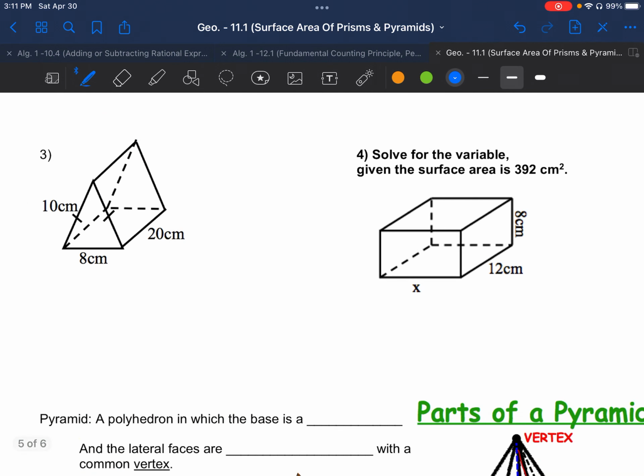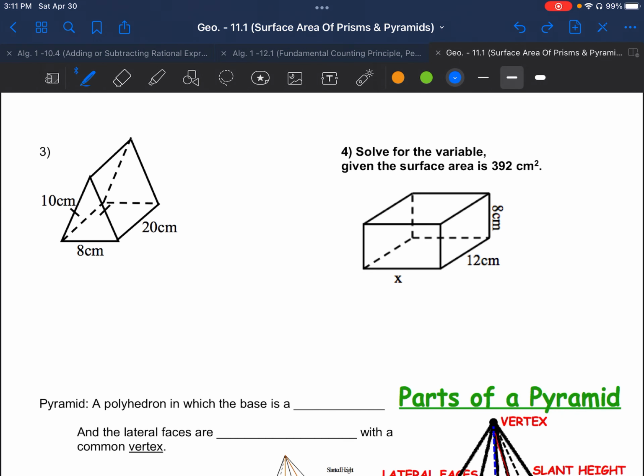Continuing on for a couple more examples of this. We have another triangle here as the base. So a reminder that the formula for surface area is 2 times the area of the base plus perimeter times height. So we need the base area, we need the perimeter, and we need the height. We know the height to be 20 centimeters.